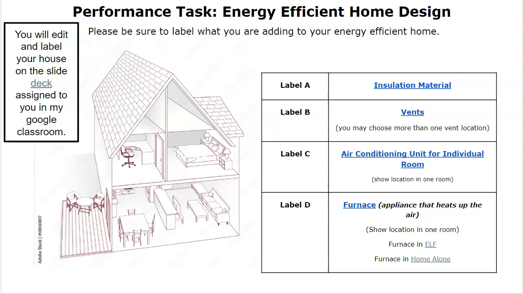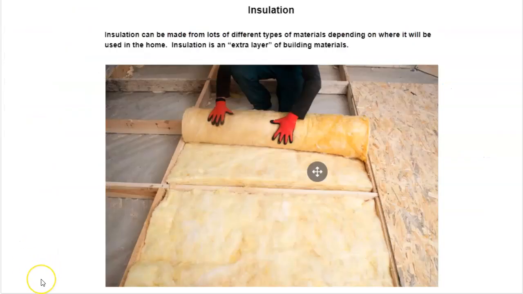So the first building material that you're going to place is the insulation. Wherever you think insulation material should go, you're going to put a label A on this household on the slide deck that's in my Google Classroom that's assigned to you. Insulation can be made from a lot of different things, but it's an extra layer of building material. A lot of you have probably seen this maybe in your attic. It might have been pink, it might have been in little pieces or a spray foam, but it can be a lot of different things.